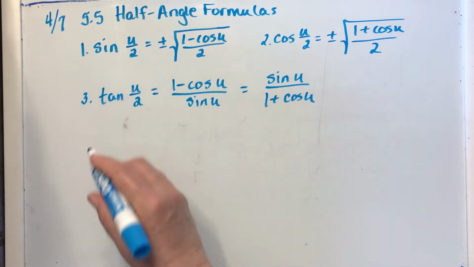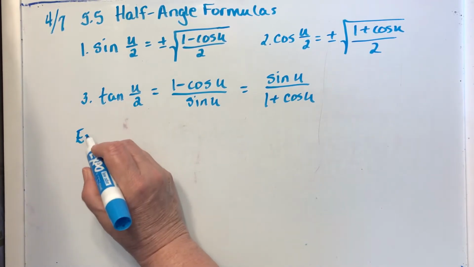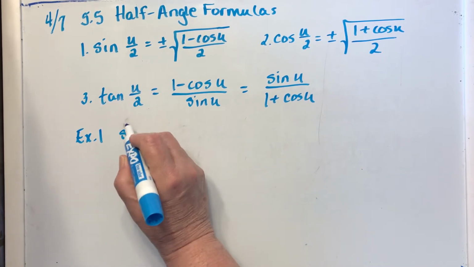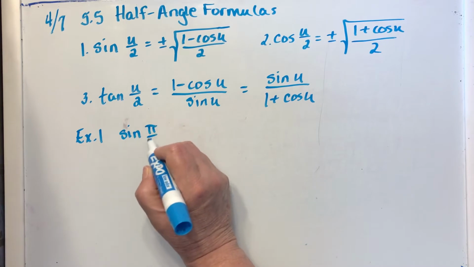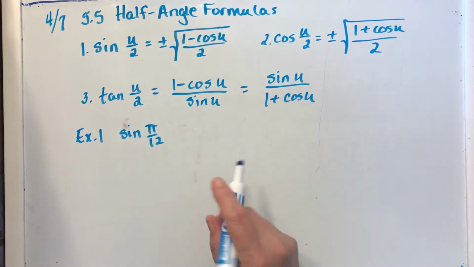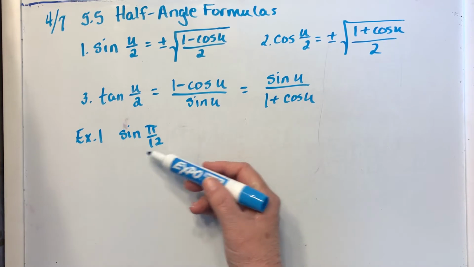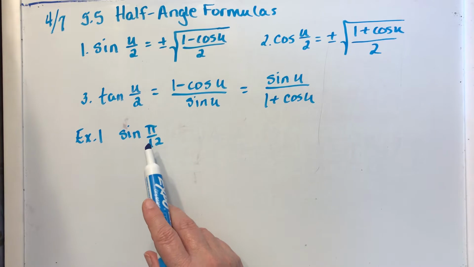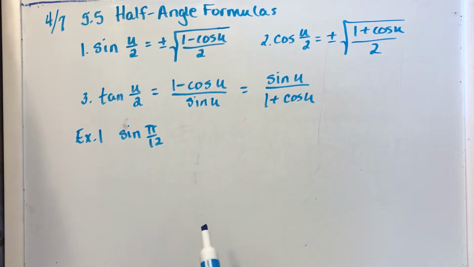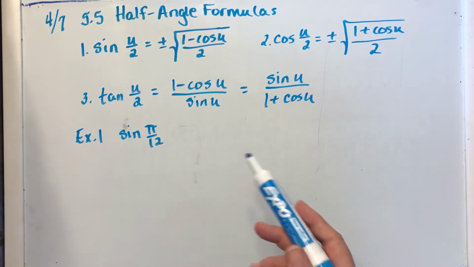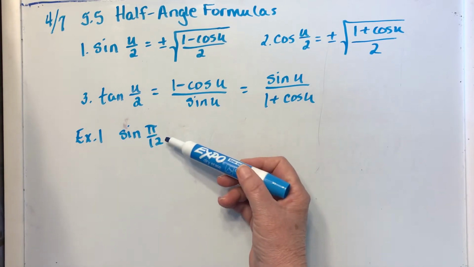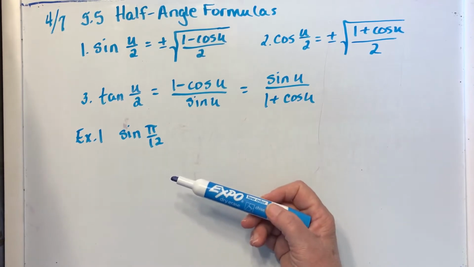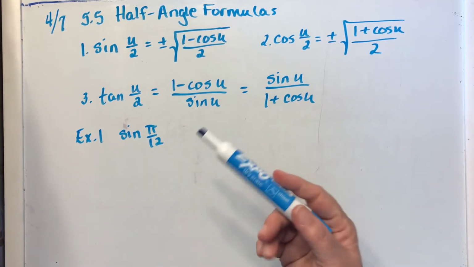All right, so example 1. Let's find the exact value of sine of pi over 12 using the half-angle formulas. Now the sine of pi over 12, we actually could find this using our difference formulas, the sine of x minus y. But this time we're going to do a problem we may have done in an earlier section, but we're going to use this particular formula. So we're going to find the sine of pi over 12.